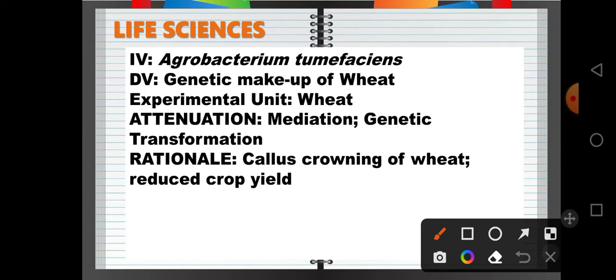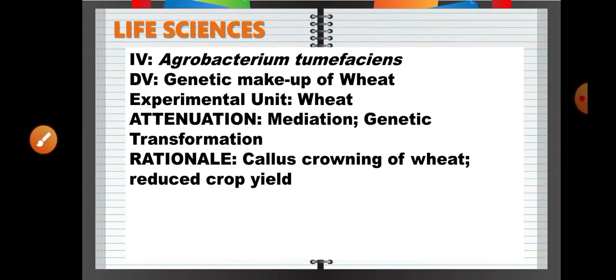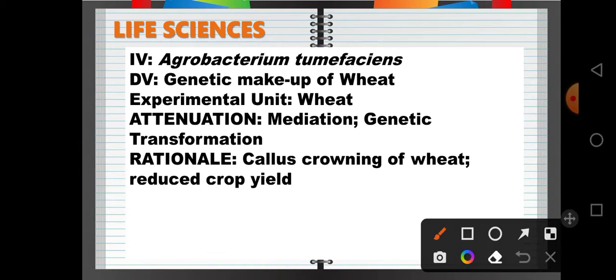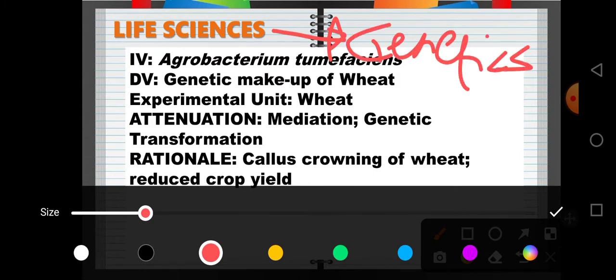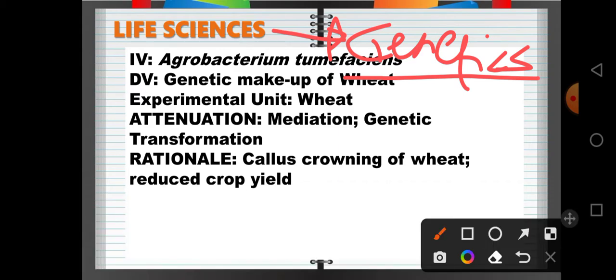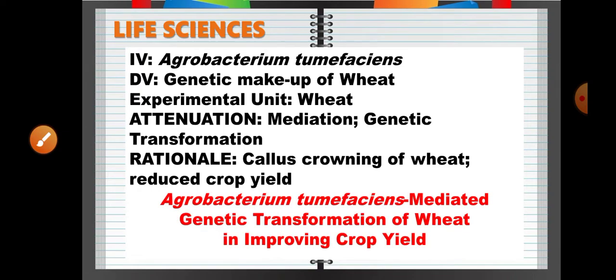Therefore, class, we can formulate a title. So this study is actually under the genetics category of life sciences. Okay, it concerns genetics. So it is another subfield of life sciences. And from here, we can formulate a title. Okay, a study entitled Agrobacterium tumefaciens Mediated Genetic Transformation of Wheat in Improving Crop Yield. Okay, so that's our title.